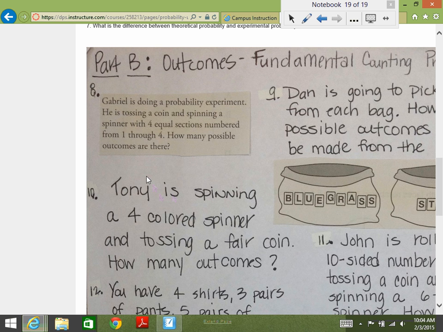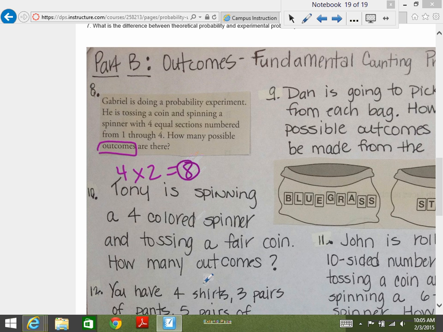Number 8. Gabriel is doing a probability experiment. He is tossing a coin and spinning a spinner with 4 equal sections numbered 1 through 4. How many possible outcomes? So when you see outcomes, you're thinking whole numbers, not fractions. All right, so what do I do to figure out the outcomes? I can A, draw a tree diagram, or B, use the fundamental counting principle. Okay, so what are we going to do? 4 times 2. Where does 4 come from? Okay, where does 2 come from? Which gives us 8. Good.